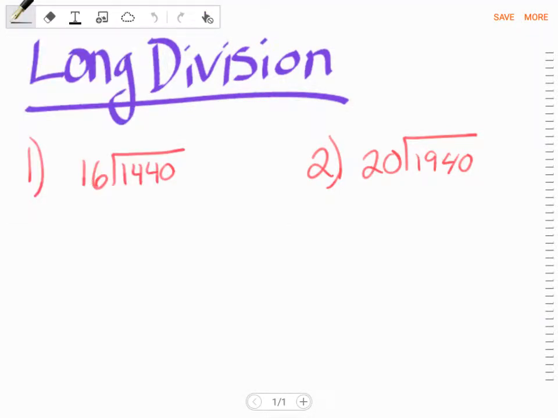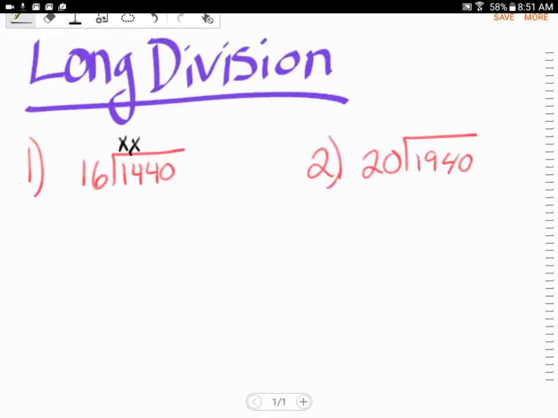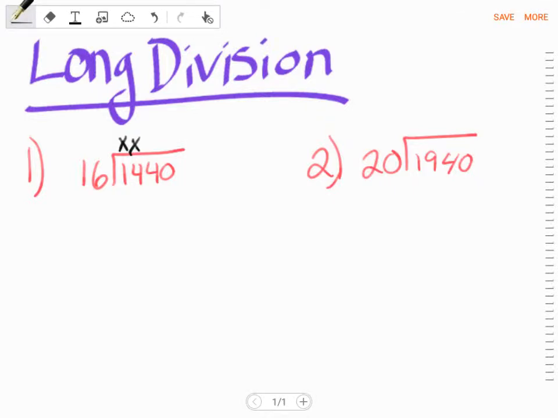Now, 16 does not go into 1. I'm just going to put an X here for a placeholder. 16 also does not go into 14, so I'll go ahead and put another X. 16 does, however, go into 144. Now, that's going to be a little bit more difficult for us to figure out.